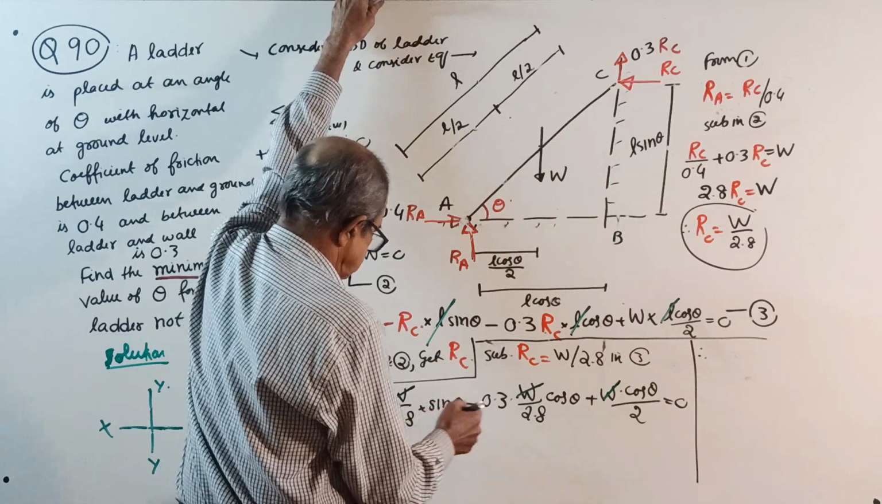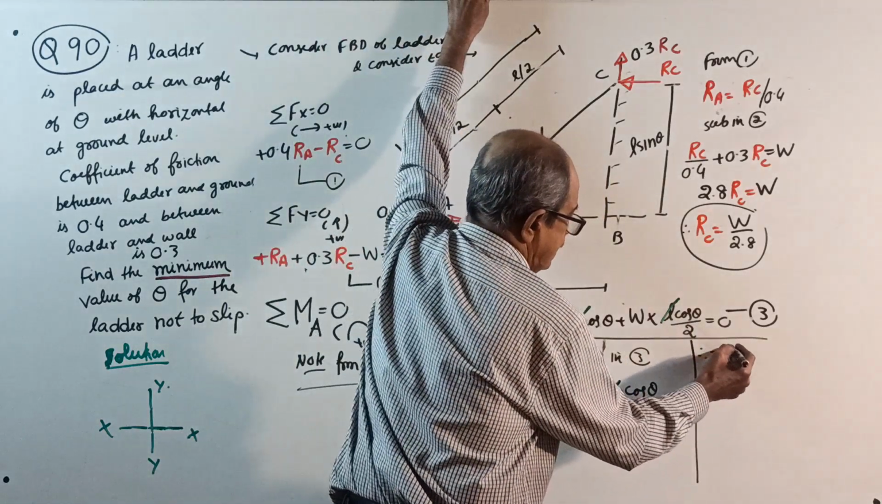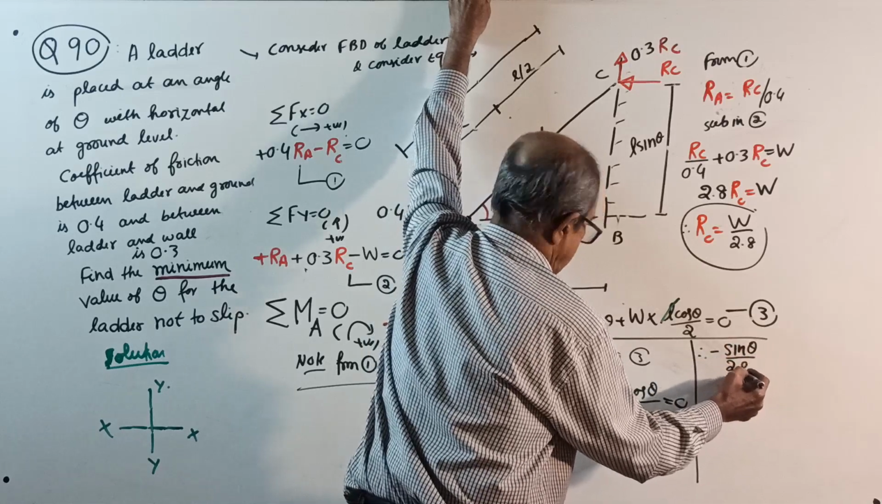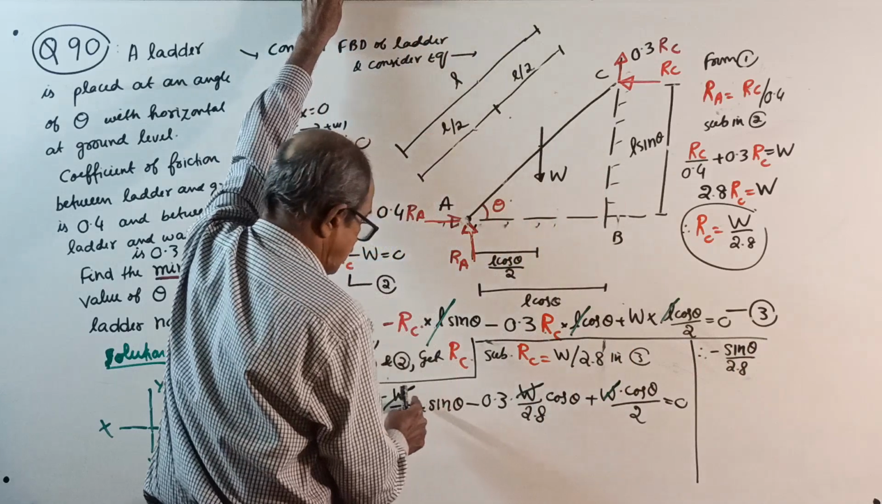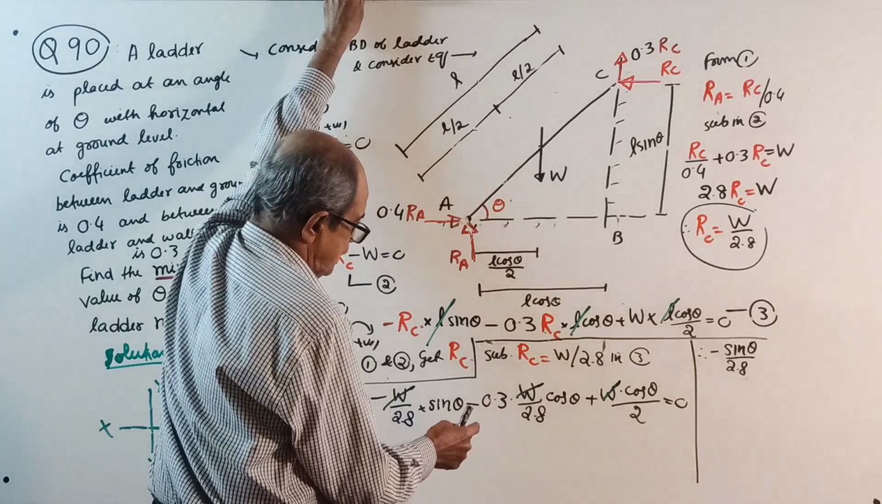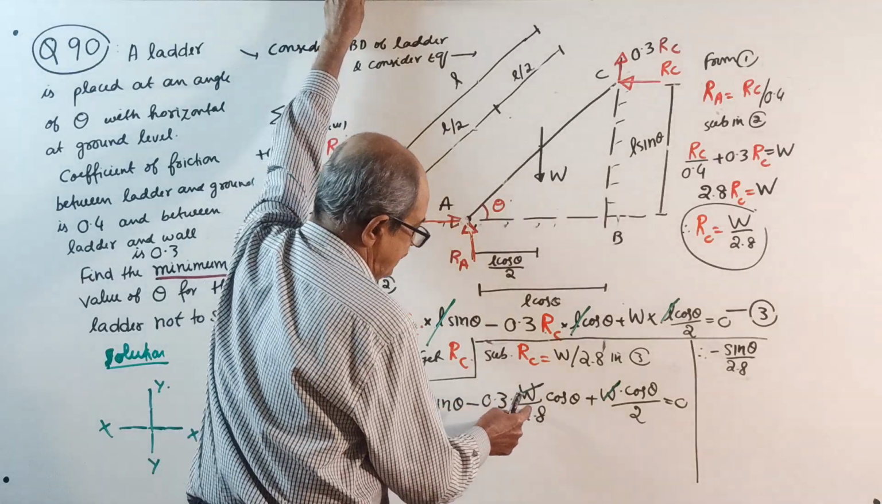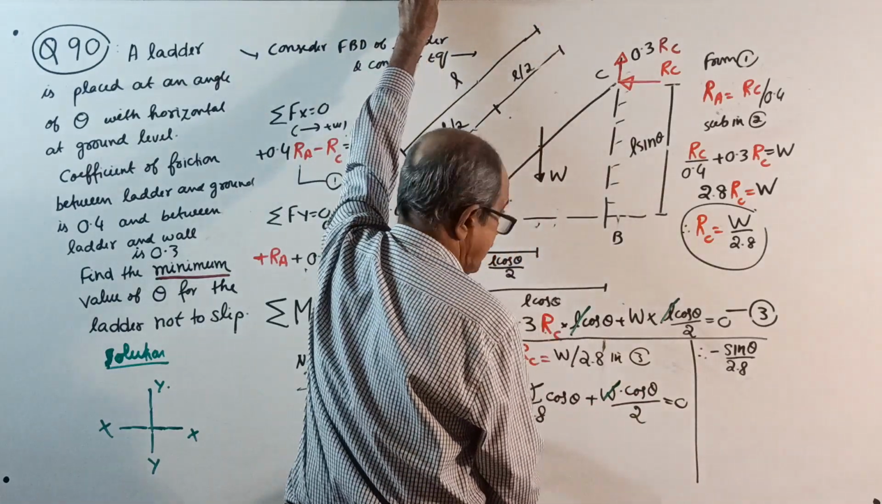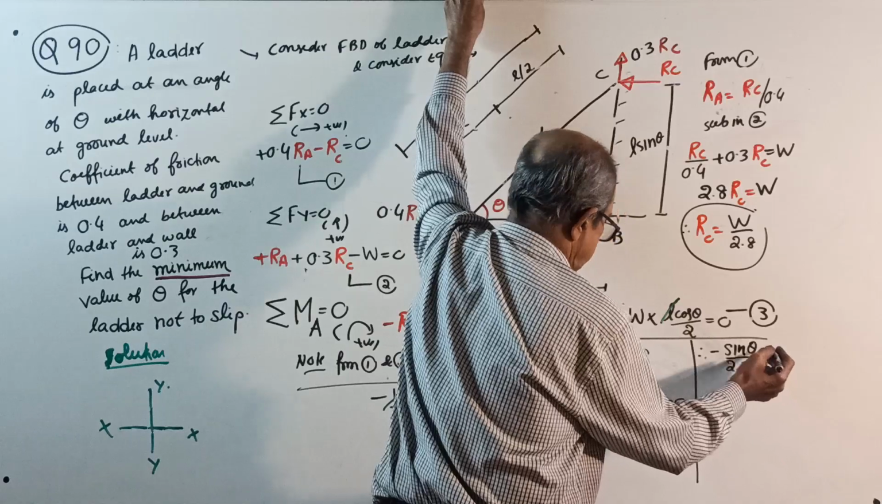Therefore, you get minus sin theta by 2.8, minus 0.3 by 2.8, and so on.